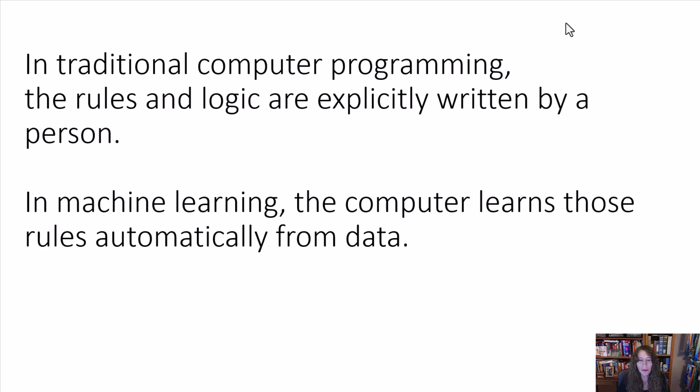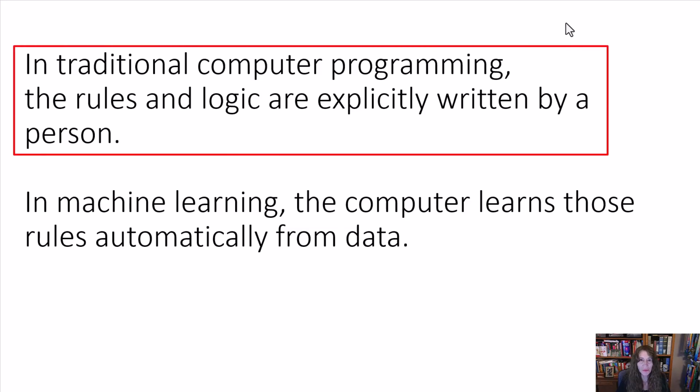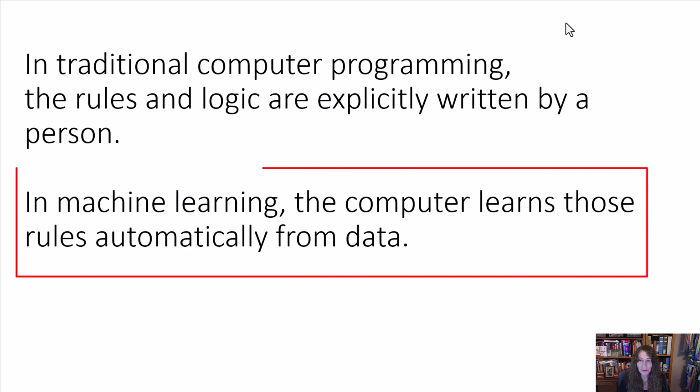And here is where machine learning differs from traditional computer programming. In traditional computer programming, the rules and logic are explicitly written by a person. In machine learning, the computer learns those rules from the data. Now, that doesn't mean to say that there isn't a lot of programming and coding involved. There is. But we're not explicitly writing the rules telling the computer what to do.